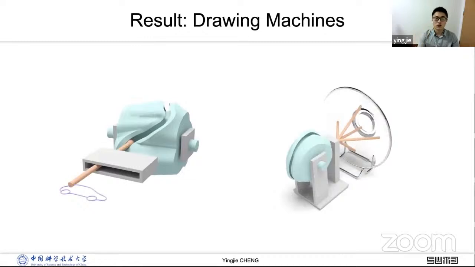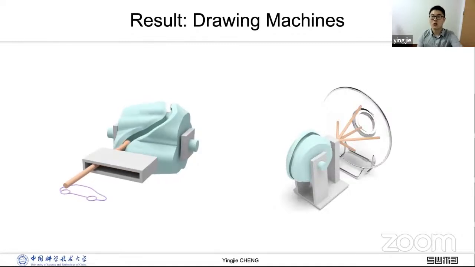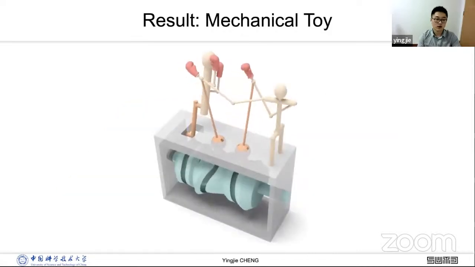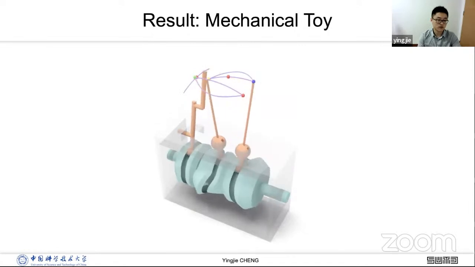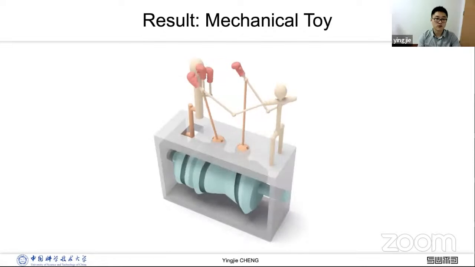Here are some results. This is a drawing machine. On the left, we can use Cam2T to draw a car on a planar surface. And on the right, we can use Cam2R to draw flowers in a bowl. Here is a mechanical toy about boxing, which is achieved by 3 cams.